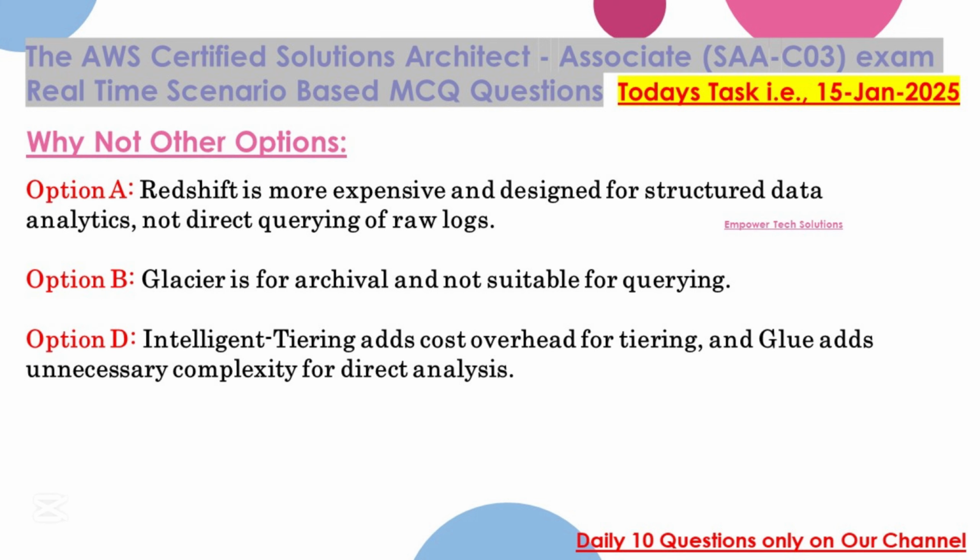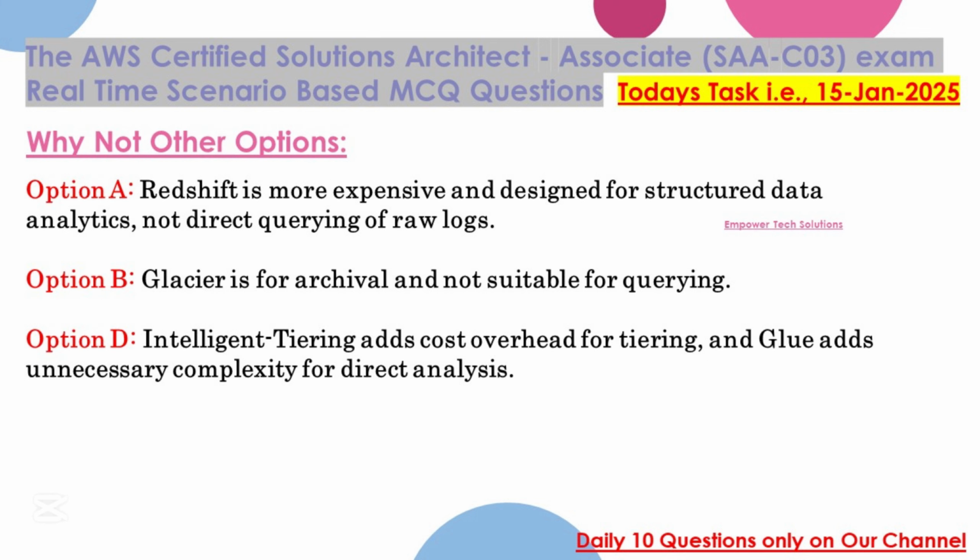Correct answer: B. Use Amazon Kinesis Data Streams with AWS Lambda. Explanation: Kinesis Data Streams handles real-time streaming at scale, and Lambda enables serverless event processing. Why not other options? Option A. SQS is not designed for high-throughput real-time streaming. Option C. DynamoDB Streams is for change data capture, not high-throughput streaming. Option D. SNS is for pub/sub messaging, not real-time event processing.